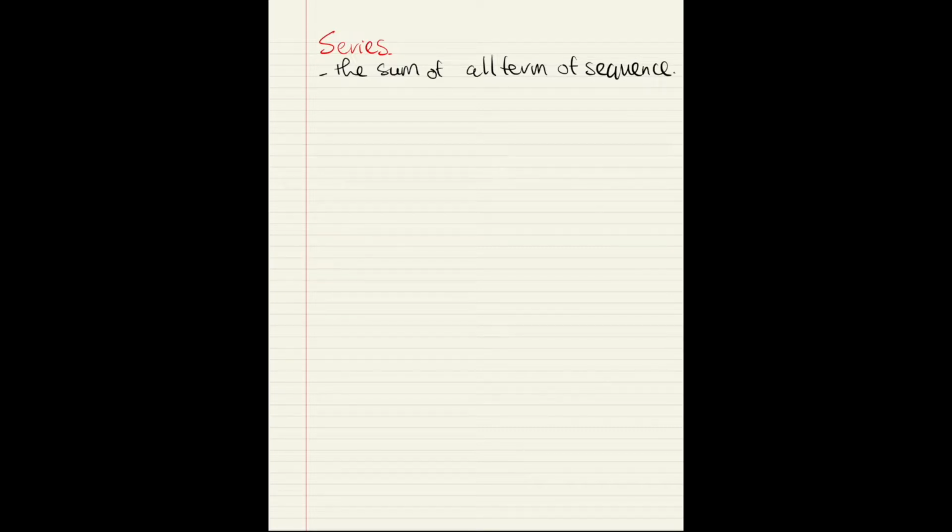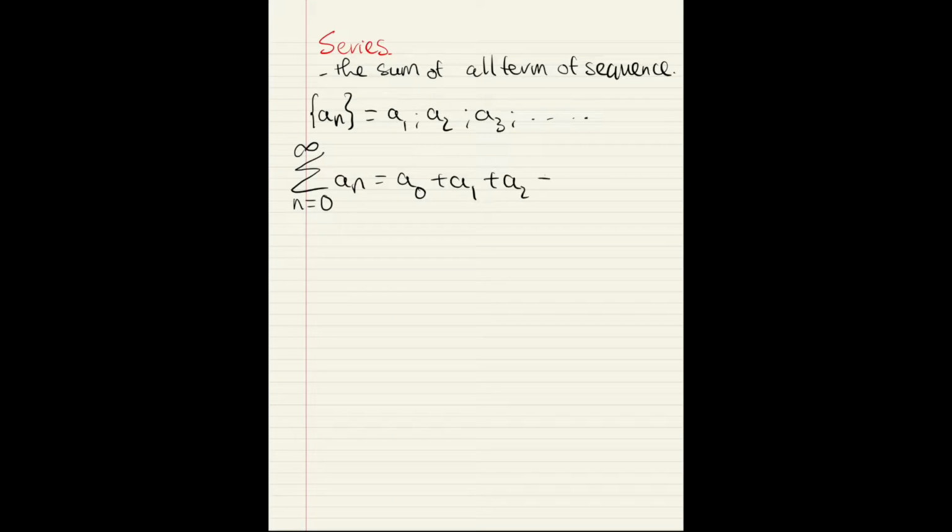Like we studied in the last videos, a sequence would be a of n or something like that, equal to a1, a2, a3, and more. And a series is the sum of a sequence. By that, the sum from n equal to 0 of a of n equals a of 0 plus a of 1 plus a of 2 plus a of 3 and so on.